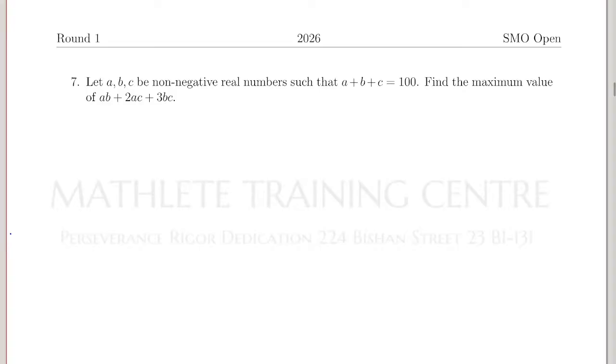Okay, question number 7. This is already a very weird question. So I'll present two different ideas. And idea number 1 only exists because I already know how to do idea number 2, even though idea number 1 is the cleaner method. So idea number 1 is this very funny looking expression that seemingly comes out of nowhere. In fact, AB plus 2AC plus 3BC is at most 3 over 4 of A plus B plus C squared.